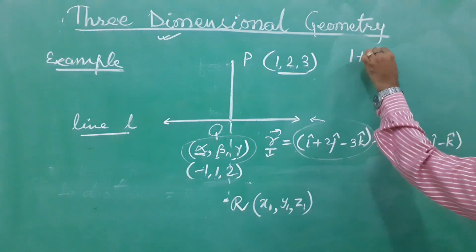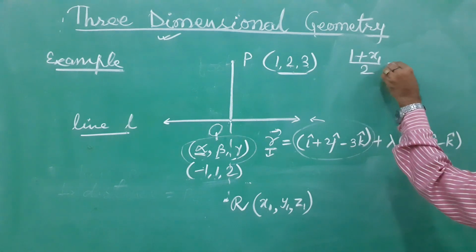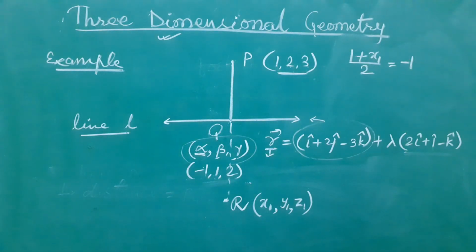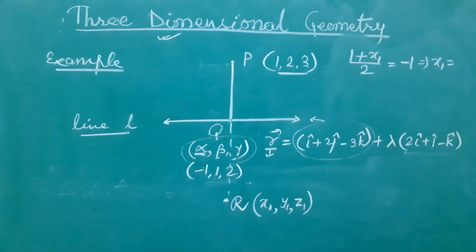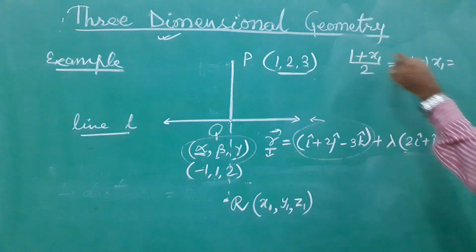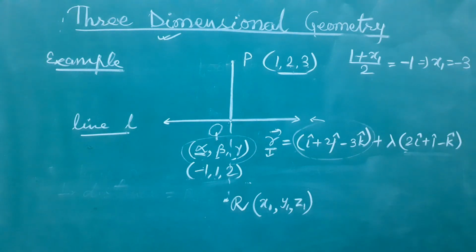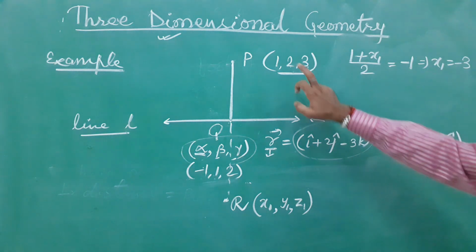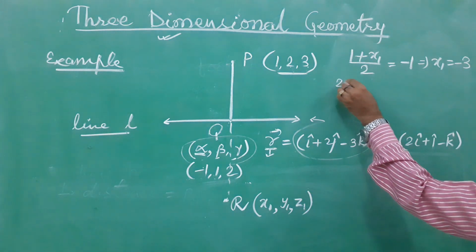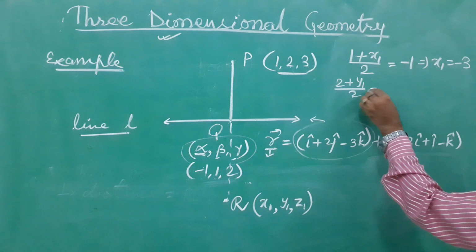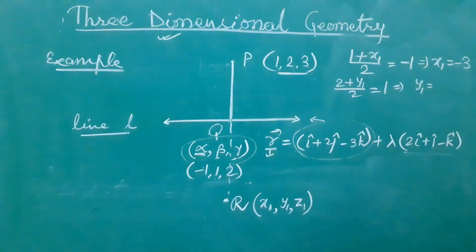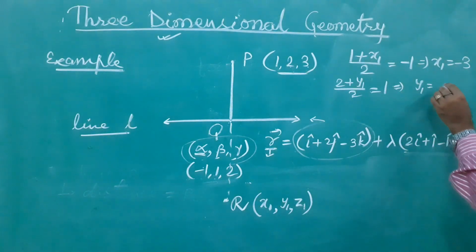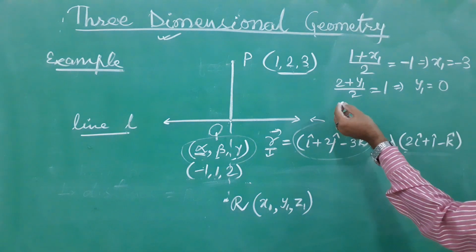1 plus x1 by 2 equals minus 1, for the x coordinate, and from here we have the value of x1. Just simplify. This is minus 2 and minus 3. Now for the y coordinate, 2 plus y1 by 2 equals 1. So from here we have the value of y1, 2 ones are 2, minus 2, 0.